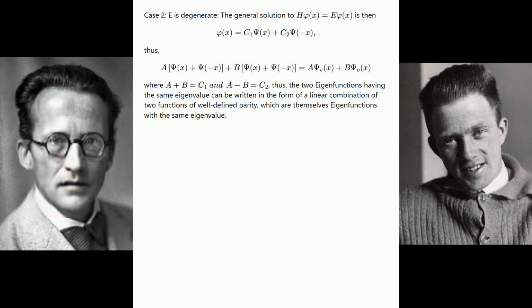Case 2, E is degenerate. The general solution to Hφ(x) = Eφ(x) is then, see the equation. Thus, see the equation, where a plus b equals c sub 1 times and a minus b equals c sub 2. Thus, the two eigenfunctions having the same eigenvalue can be written in the form of a linear combination of two functions of well-defined parity, which are themselves eigenfunctions with the same eigenvalue.